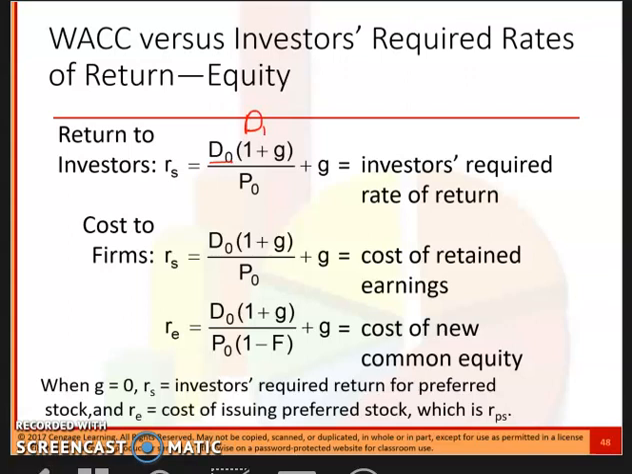And in all cases, the cost to the firm is the same calculation, but this is the cost of retained earnings. If we require external financing, we have to include the flotation costs. And just one final note: if g equals 0, the investor required return for R sub S, or the cost of retained earnings, is equal to the cost of preferred stock, which is our R sub PS. So those would be indifferent in the case where the growth rate is 0. Not many firms doing well have a 0% growth rate.